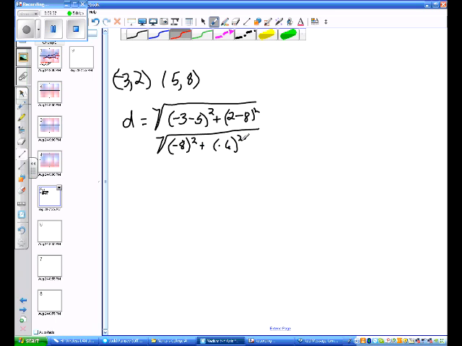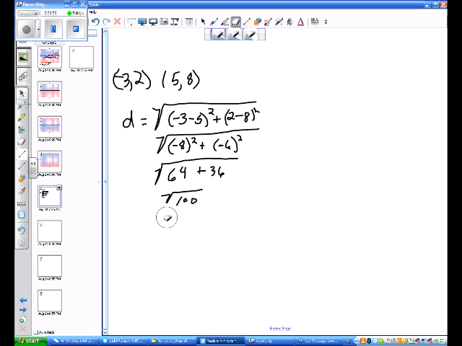Now, if you're using your calculator here, it's very important that you put that negative 8 inside parentheses so that when it squares it, it will make it a positive 64 plus 36, which is 100, and the square root of 100 is 10. So that would be the distance between those 2 points, 10 units.